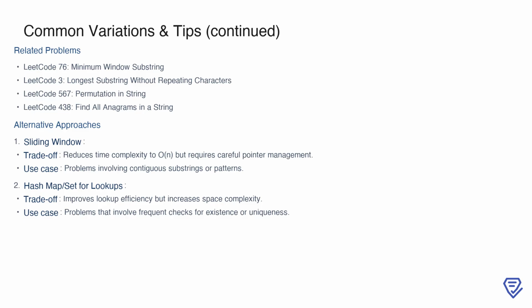Now, there are also alternative approaches to solving these types of problems. The sliding window technique is a powerful method that reduces time complexity to O(n), but requires careful management of pointers to avoid mistakes. This approach works particularly well for problems involving contiguous substrings or patterns. Another option is leveraging hash maps or sets for lookups, which significantly improve the efficiency of existence checks or uniqueness validations. However, this approach comes with the trade-off of increased space complexity, so it's important to weigh the pros and cons based on the problem requirements.